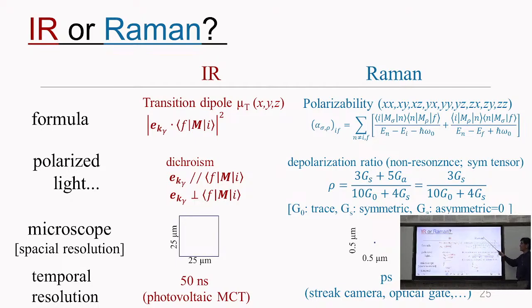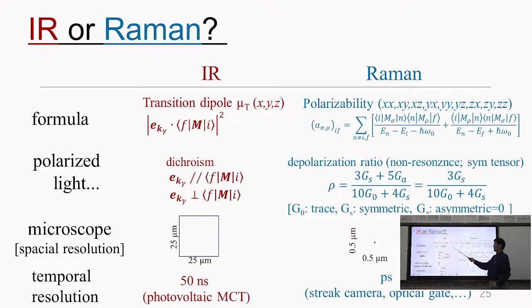In the case of Raman spectroscopy, all we can do is measure the depolarization ratio. So some combination of the nine components of this tensor gives the invariant quantities G0, GS, GA, and we can discuss the symmetry group of each vibration from this depolarization ratio.